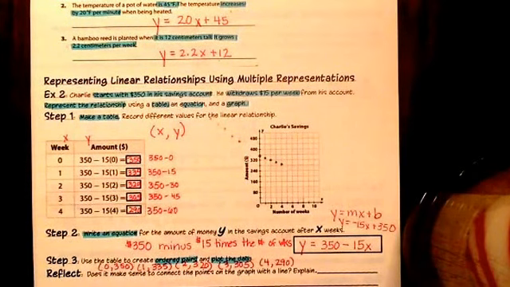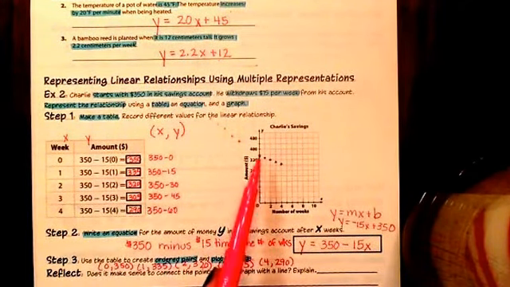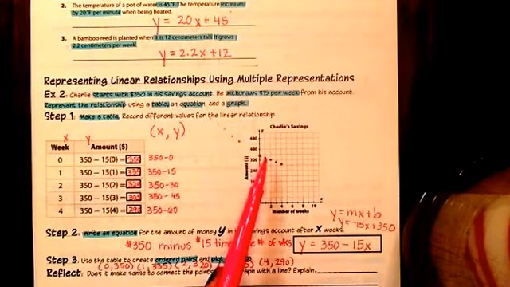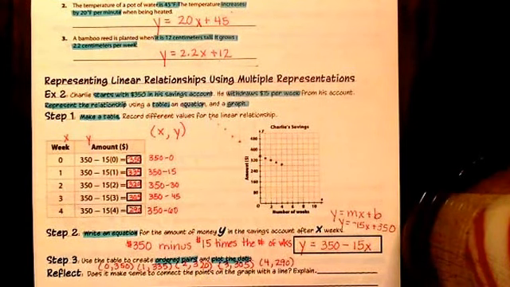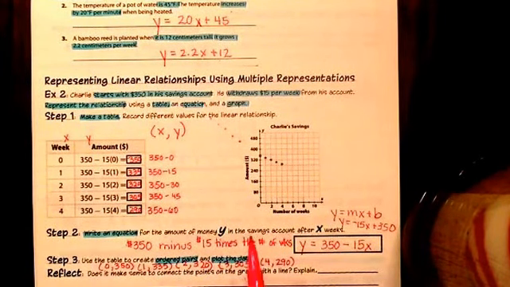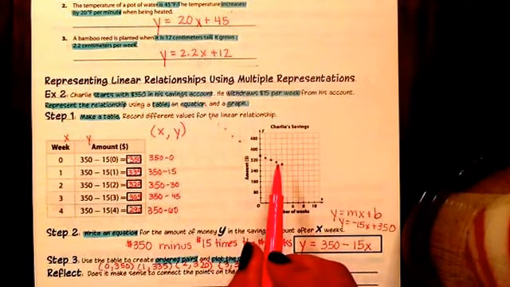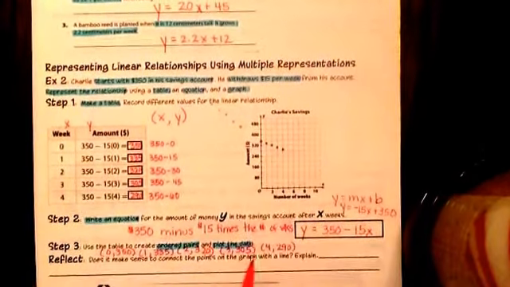In the reflection, it's asking, does it make sense to connect the points on the graph with a line? Explain. So again, if I were to connect these dots with a straight line, do the points in between the given points make sense? And here you would say no, because he's withdrawing $15 every week. So the points in between wouldn't make sense. Okay, so we're going to go ahead and write that.